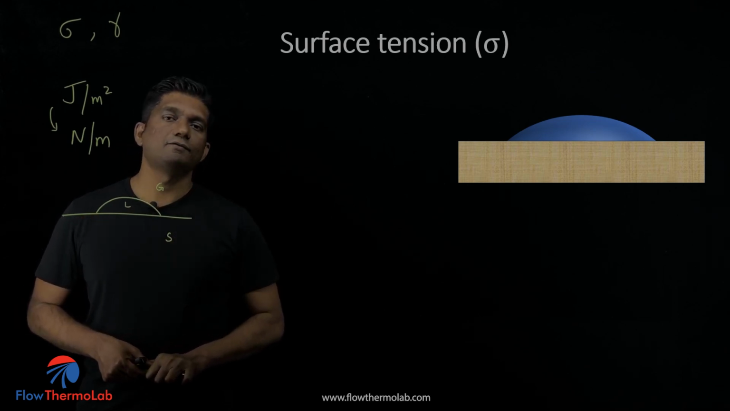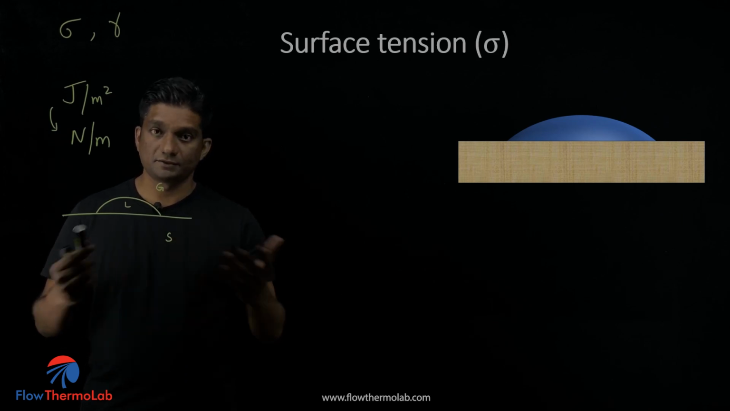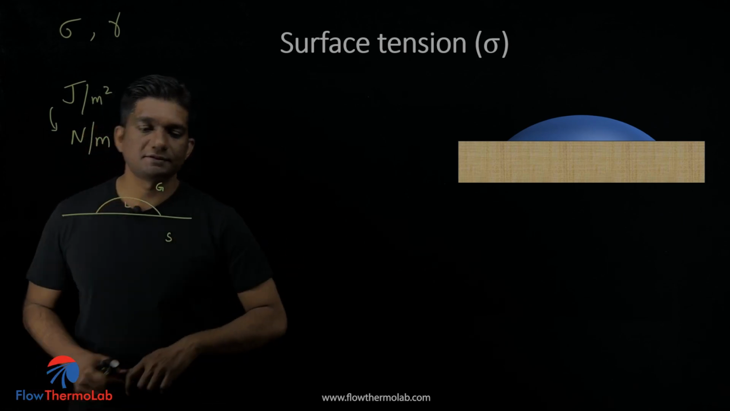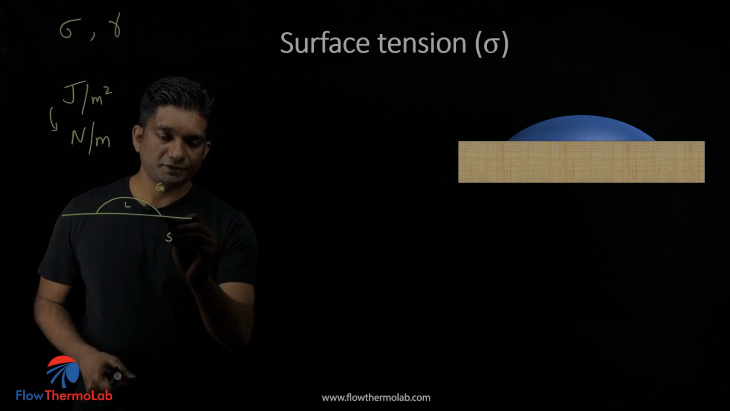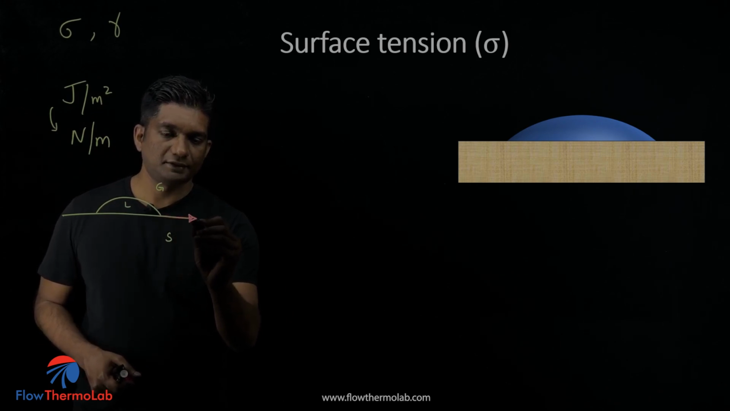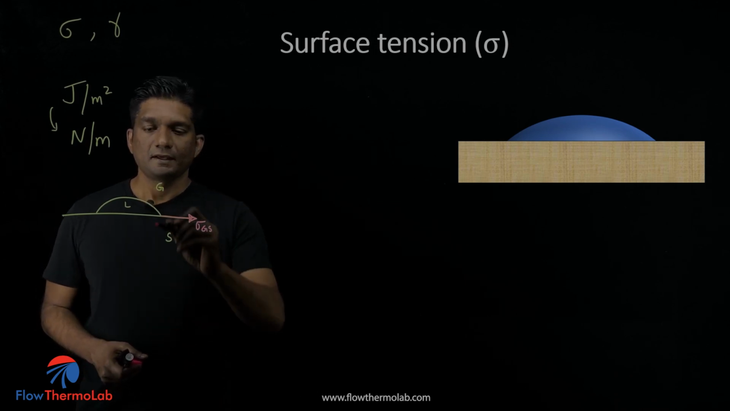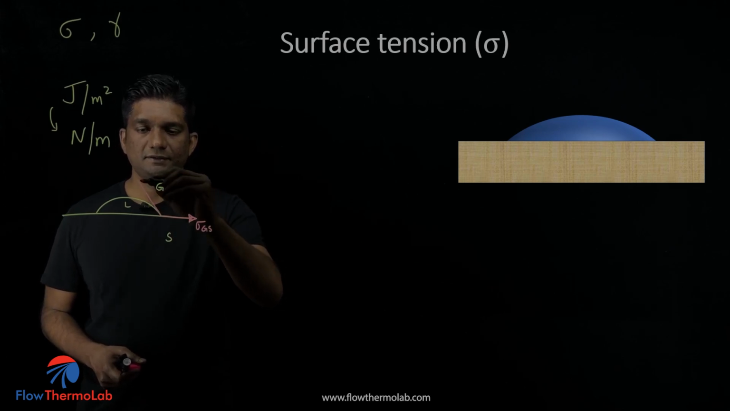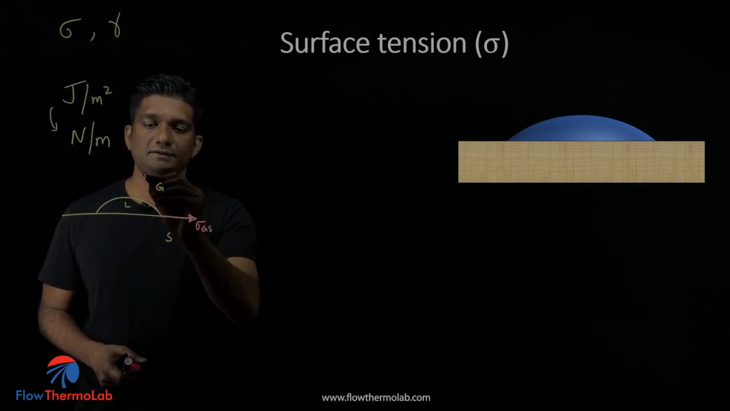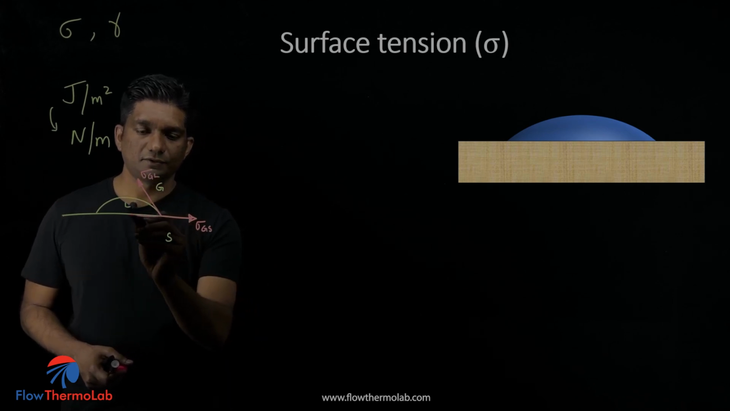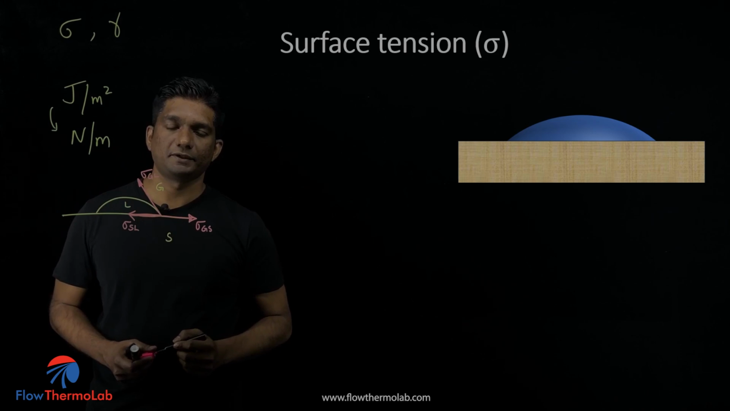So there are different forces acting here, right, on the surface tension. So let's say this is the force, the surface tension coefficient acting in this direction in equilibrium is sigma gs. This is between the gas and the solid. And you have in this direction, the tangential direction, this is sigma gl, and you have also in this direction, which is nothing but sigma sl between the solid and the liquid.